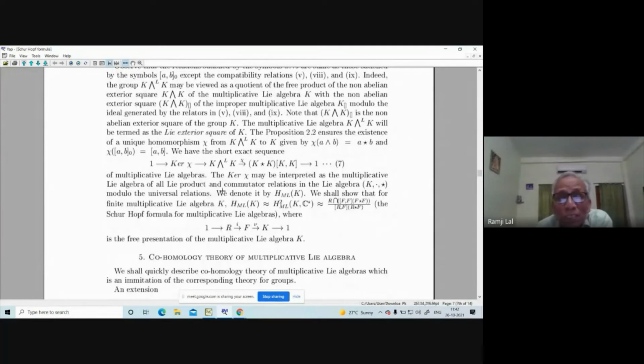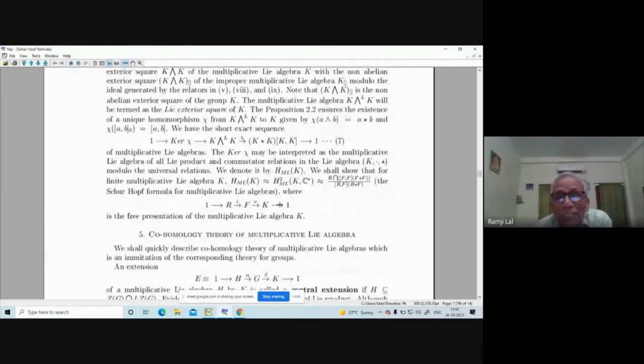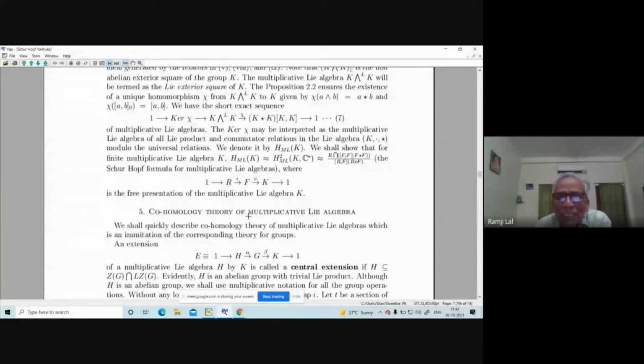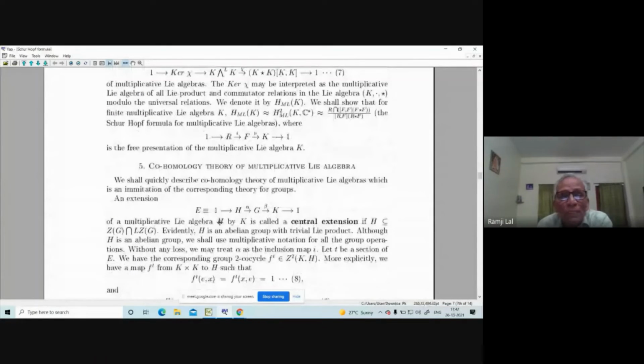So we denote this. Now I'll quickly describe the homology theory of multiplicative Lie algebra, which is more or less an imitation of the corresponding homology theory for groups, provided we have those. So we are interested in the central extensions, mostly. One can talk of the general extension and general homology theory also. Of course, the higher homology theory is not admissible over here, as we don't have the concept of the corresponding KZ module and so on. So that is something which is existing and not so clear.